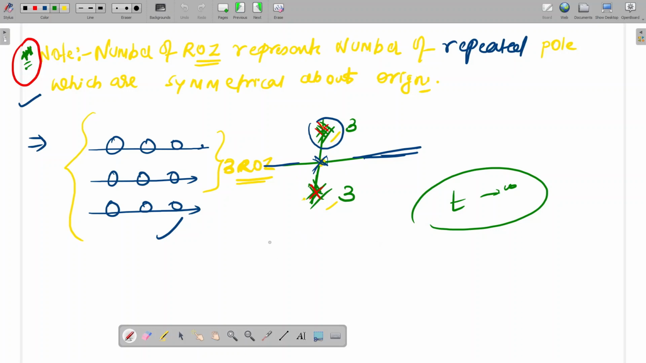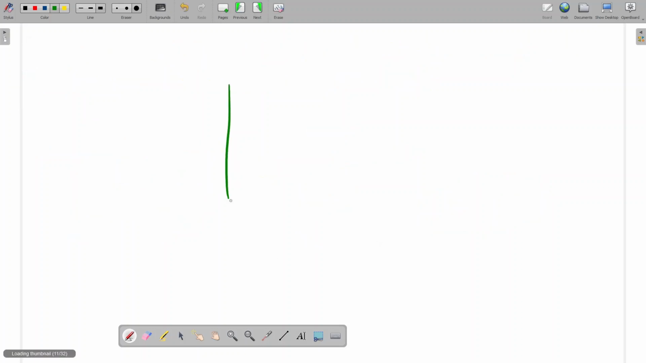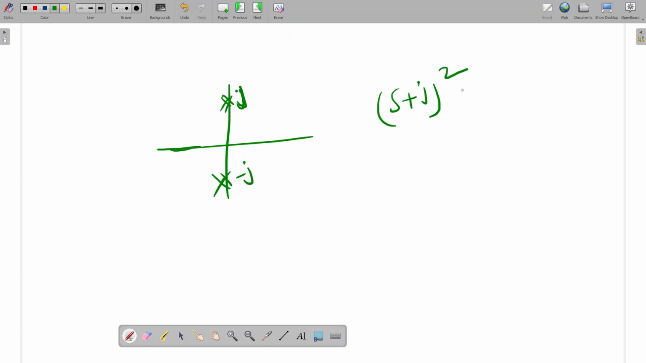Let's say we have a system with poles at plus and minus 1j. Two poles are there, and we just want to see what the time domain equation will be, in the step response. The characteristic polynomial will be (s plus j) squared into (s minus j) squared. So s squared minus one, correct.